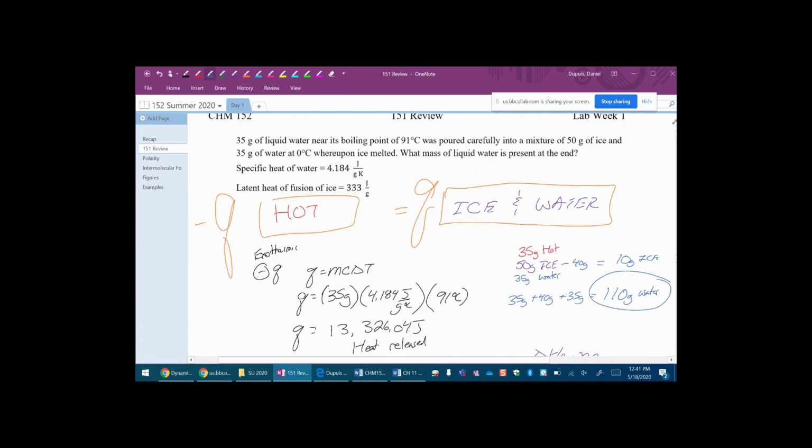Because altogether they need to add up to 120, right? Because I have 120 grams total. I don't lose any mass. Right, so that's 70 plus 50, yeah, 120. And I do 10 grams of ice and 110 grams of water. So most of the ice will melt, but not all. All right, so there's your heat transfer problem.